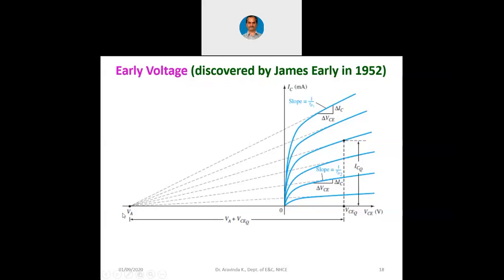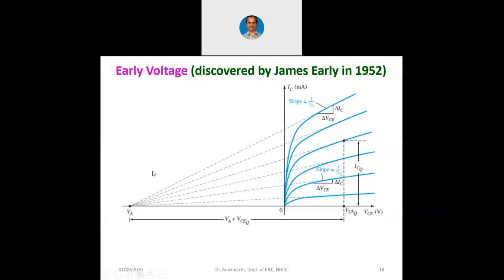Now the total voltage on the x-axis can be VA plus VCEQ, where VCEQ is the Q point. So if you consider this, VCEQ is much lesser compared to the total voltage VA.